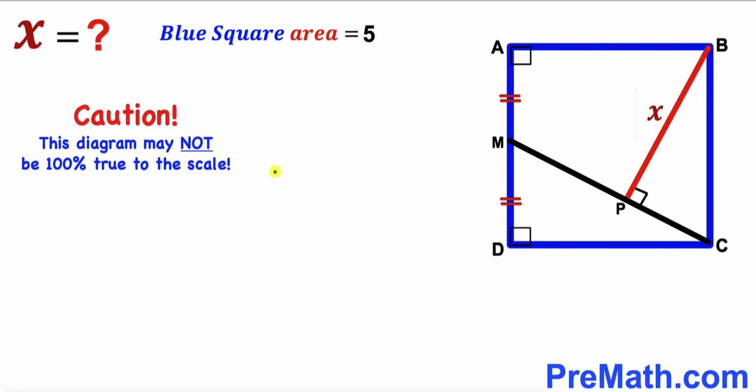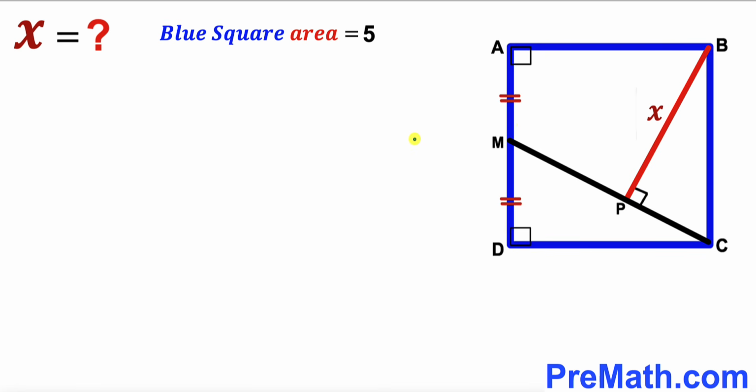Please keep in mind that this figure may not be 100% true to scale. Let's go ahead and get started. Here's our very first step. Let's focus once again on this blue square ABCD. We know the area of this blue square is 5 square units, and our task is to find its side lengths.